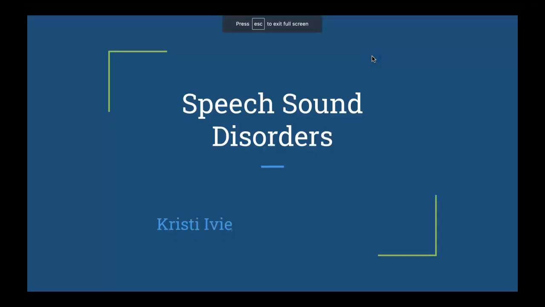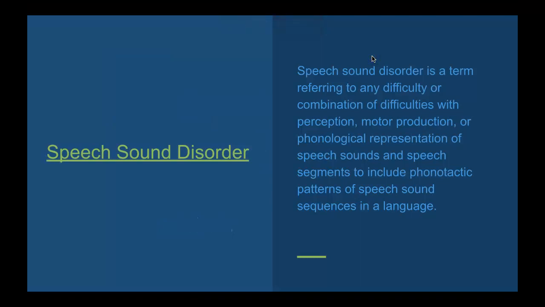Speech sound disorders. Speech sound disorder is a term referring to any difficulty or combination of difficulties with perception, motor production, or phonological representation of speech sounds and speech segments, to include phonotactic patterns of speech sound sequences in a language.